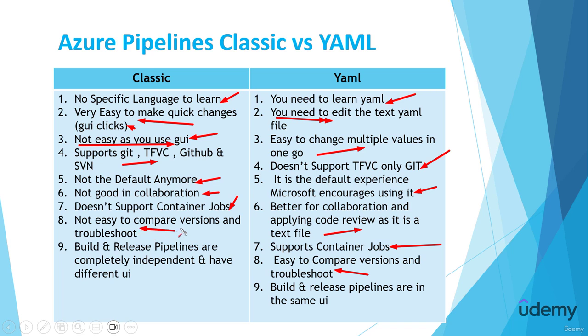By the way, classic pipelines have versioning. It's not like the version control system with Git, but classic pipelines have versioning. But to compare versions and troubleshoot, it will be much better to use the Git control system with the YAML pipelines. The last thing, which can be a pro or con depending on your need, is that the build and the release pipeline in the classic is completely independent, and each one has a different UI. So when you're making a build pipeline, the release pipeline is in another UI and in another independent system. While in YAML pipelines, you can make your build and release in the same pipeline. They are in the same UI.